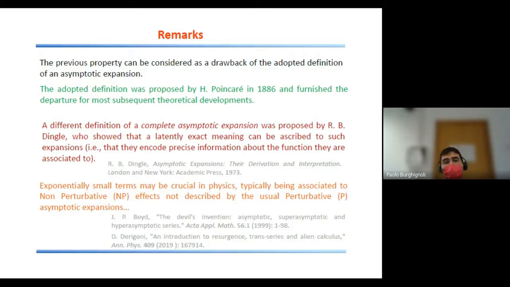However, keep in mind that there are also different definitions. For example, the physicist Robert Dingle in the 50s and 60s of the last century proposed a different approach, where he proposed what he calls a complete asymptotic expansion. And he was able to show that actually there is a latently exact meaning, a hidden meaning in an asymptotic series, in what he calls a complete asymptotic series, that allows you to recover the function you started with. Okay, this is explained in his book, which is quite difficult to read, but it's very interesting. Asymptotic Expansions, Their Derivation and Interpretation, from which I've taken the introductory survey based on the error function.